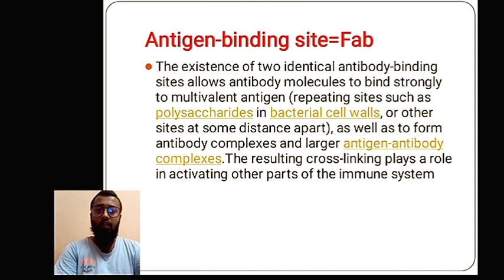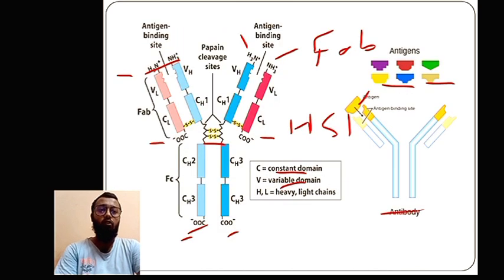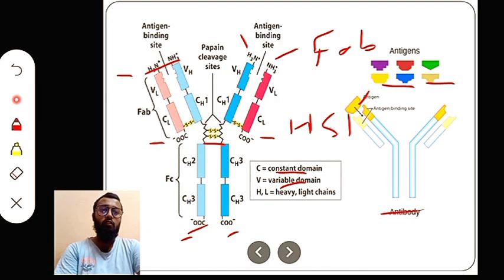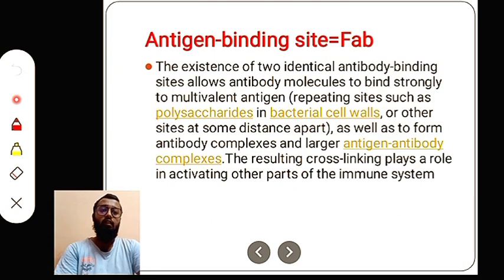I explained earlier that the first part of the antibody is the FAB region. This FAB region mainly helps in the binding of antigen, being a paratopic region, and helps in making the antigen antibody complex. You have to remember only this terminology. It helps in forming the antigen antibody complex, and when the antigen antibody complex is formed, it helps in activating other parts of the immune system.